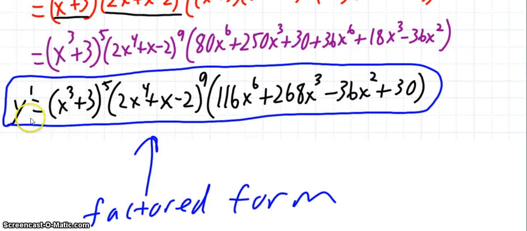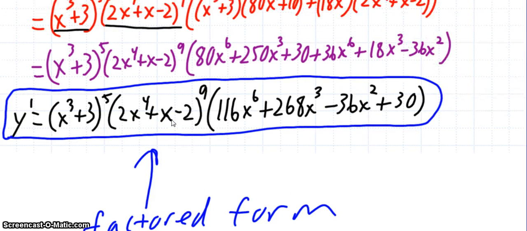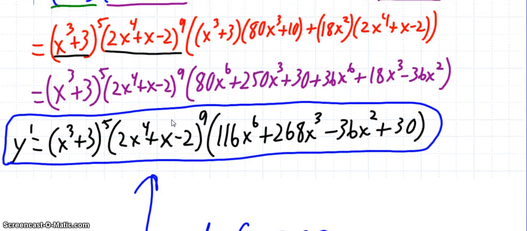Alright, so here we should end up with y prime equals the quantity x cubed plus 3 to the 5th times the quantity 2x to the 4th plus x minus 2 to the 9th times the quantity 116x to the 6th plus 268x cubed minus 36x squared plus 30. This is also what we call factored form, which will be important in terms of how we write some of our answers on a test or a quiz. Sometimes I'll ask you to do this, other times I'll say don't simplify at all. So it is important that you are able to do both.